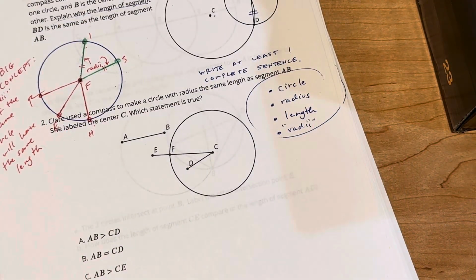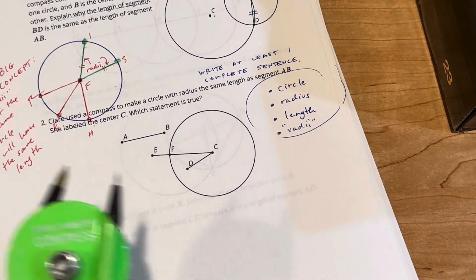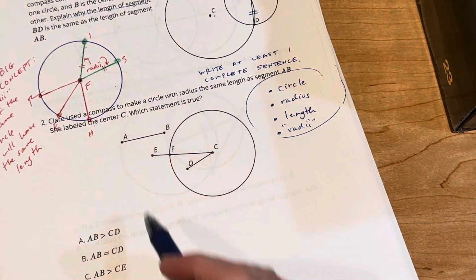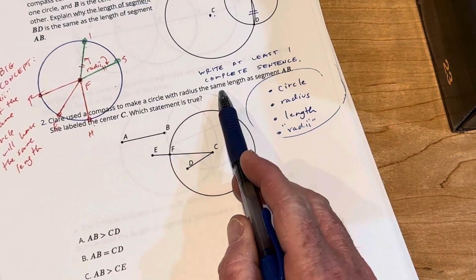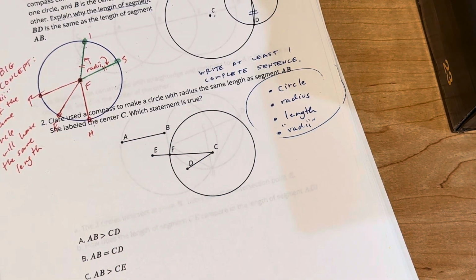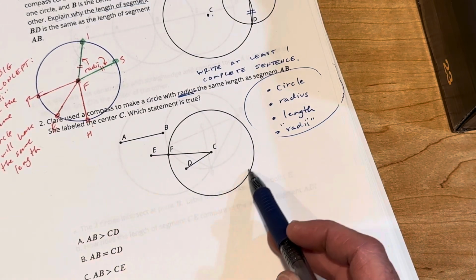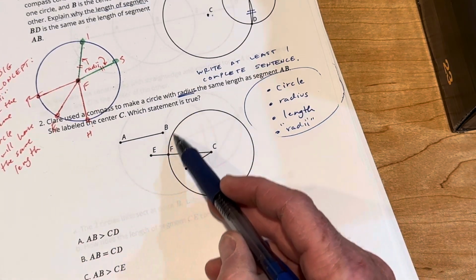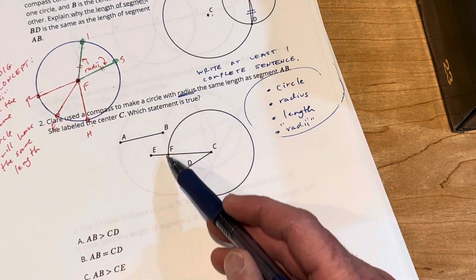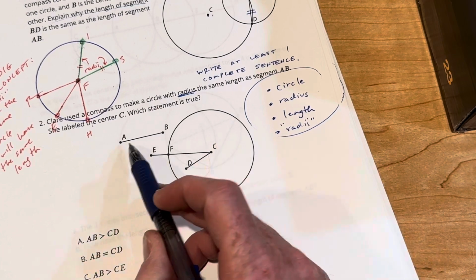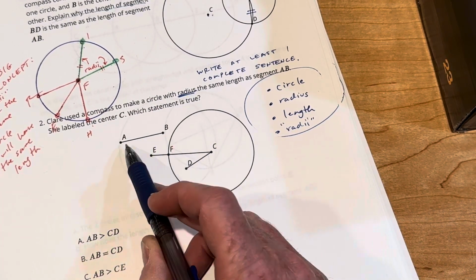All right, cool. Okay, number 2, Claire. Claire used the compass. Here's a compass. Boom, compass, circle master. So Claire used the compass to make a circle with radius the same length as the AB. So you may be like, huh? So radius. So this circle is obviously the circle she built. And the distance from the center to the outer edge is the same length as the AB. That's what that's saying.